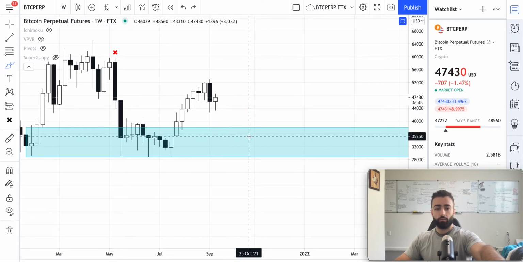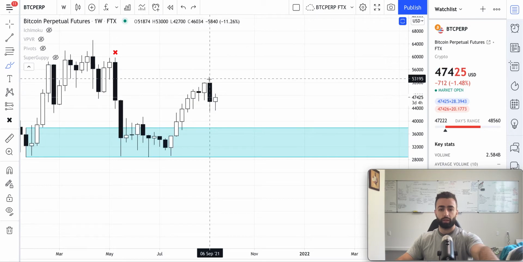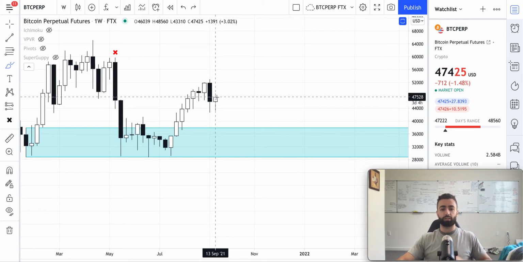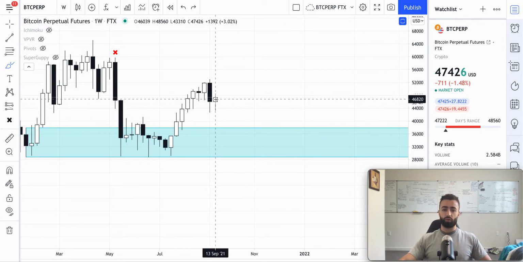So what we're looking for is to potentially form the high right here where we are now. And if we do, then we're pretty close to our previous high, so we do have a decent chance of being able to go up and break to a new higher high on the first go. So I'll be looking to see where this weekly candle closes in the next 3 days.